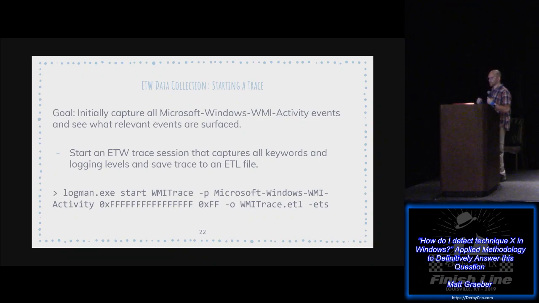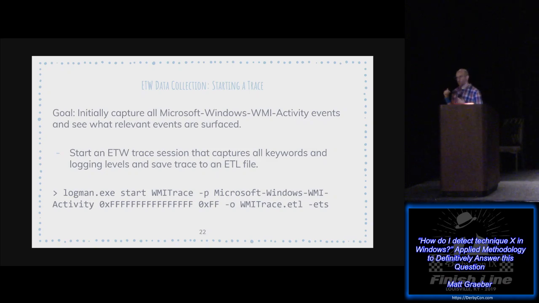So we're going to collect a WMI trace at this point, and I'm going to use logman.exe, which is a built-in utility. It's in System32. This is the main command line utility in Windows to control ETW trace sessions. So logman start, okay, we want to start something. What do we want to start? We want to start a trace. We give it a name, so I just called it WMI trace.